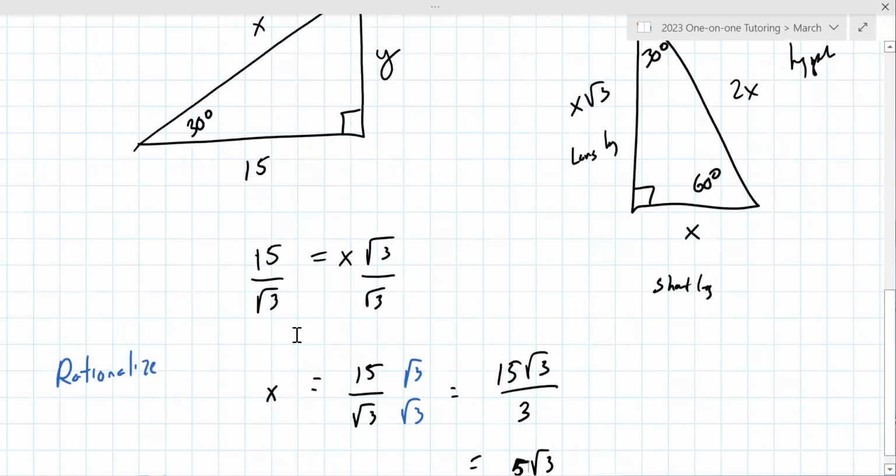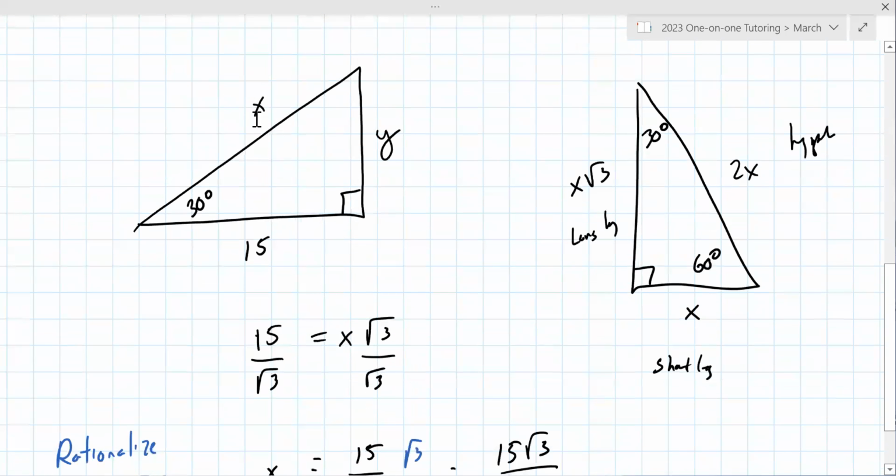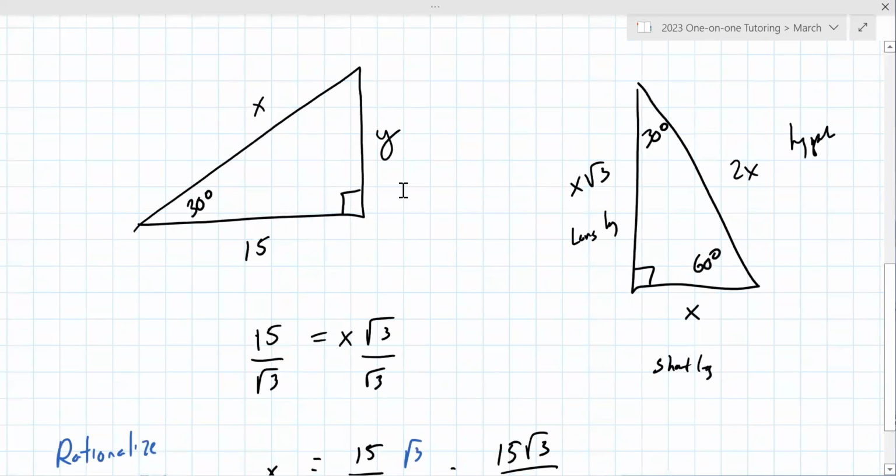Okay. Now when I say x, though, that's not this x in this triangle. X in this triangle is the hypotenuse. So you have to remember that x is the short leg. What's the short leg in this picture? The y. Yes. So that's 5 root 3. What's the hypotenuse? The hypotenuse is x. Okay. And how do you get the hypotenuse from the short leg? Double it. So that's 10 root 3.